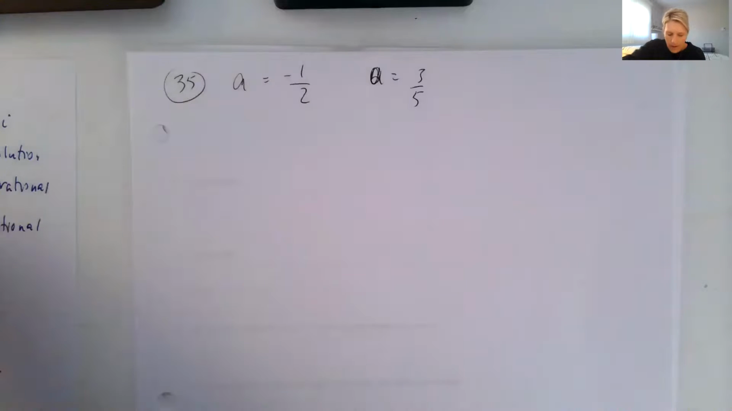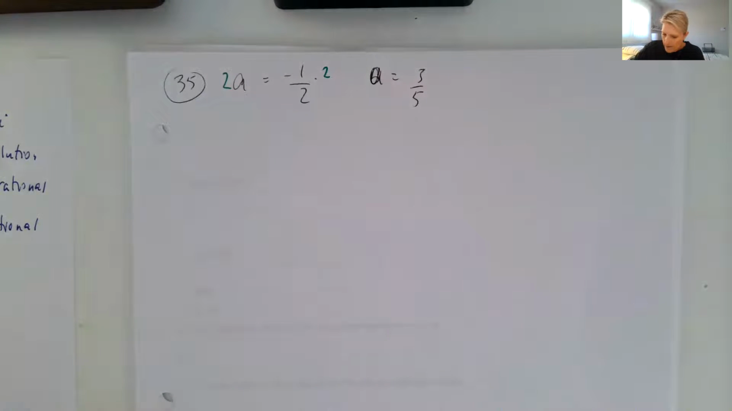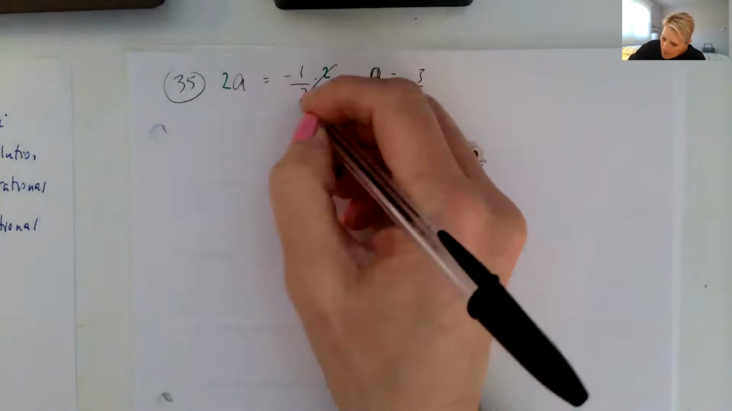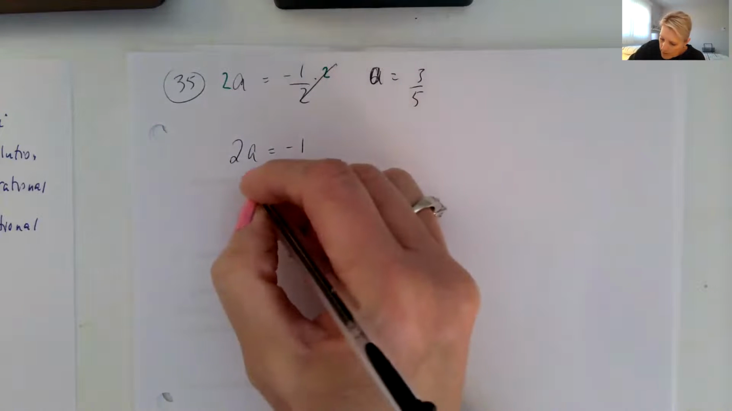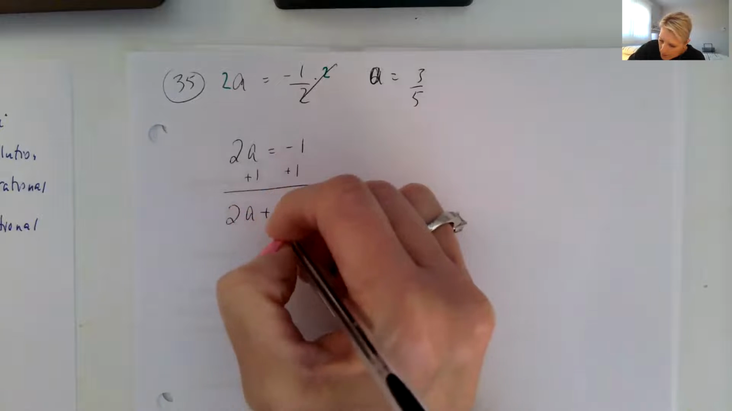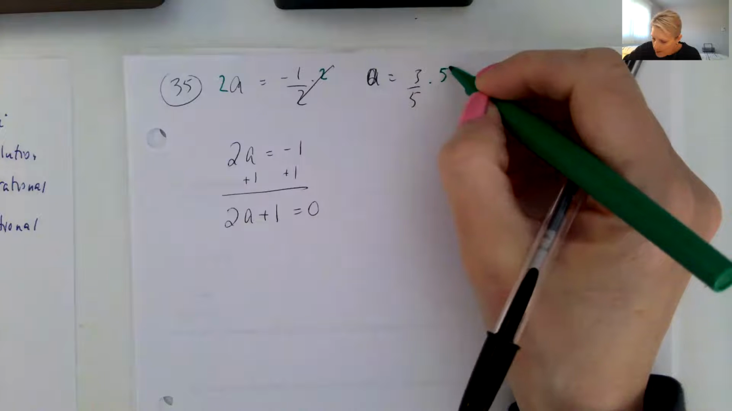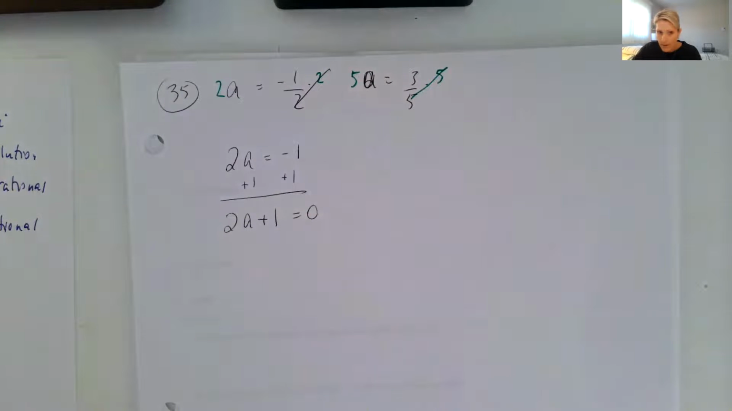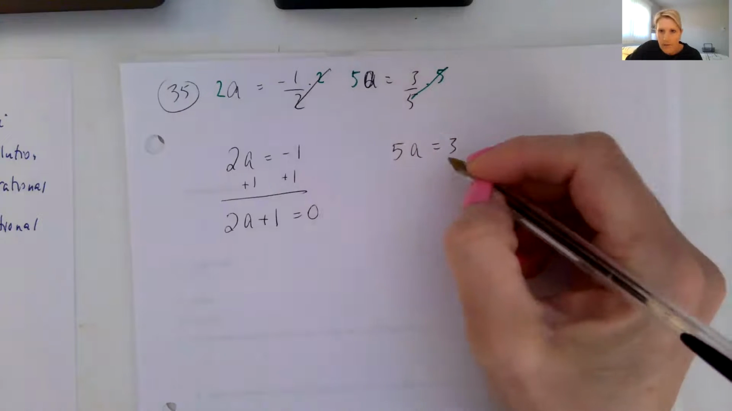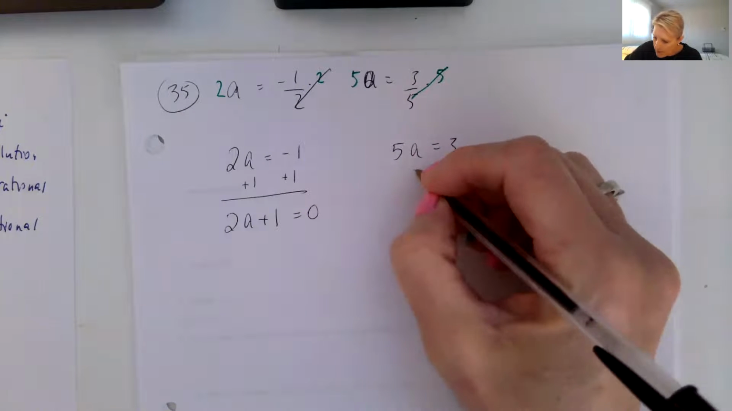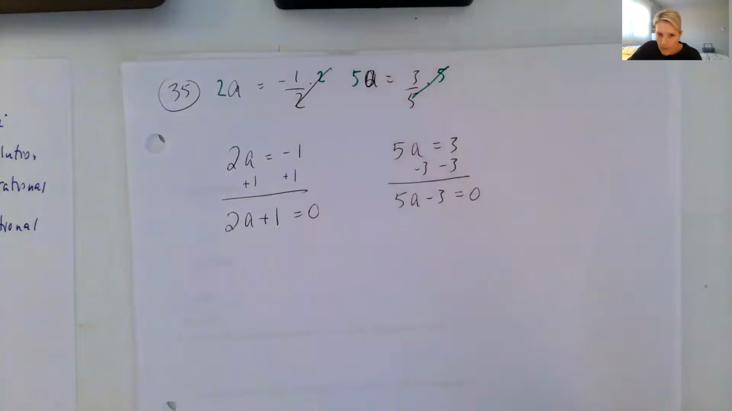So again, we're going to multiply by the denominator. So we get 2A equals 1. And then we're going to subtract 1 to move the 1 to the other side. So it's 2A minus 1 equals 0. And then likewise over here, we're going to multiply by this denominator. So it cancels, and we end up with 5A equals 3. And then we have to move the 3 to the other side by subtracting 3. So we have 5A minus 3 equals 0.